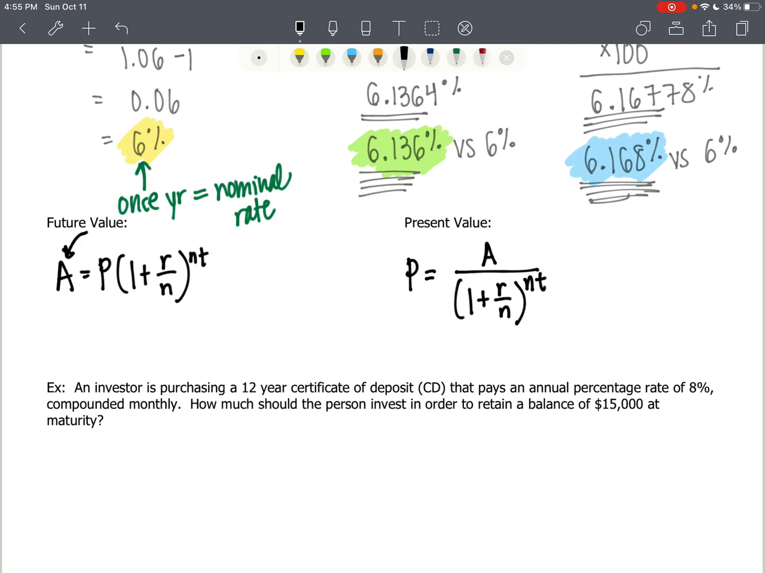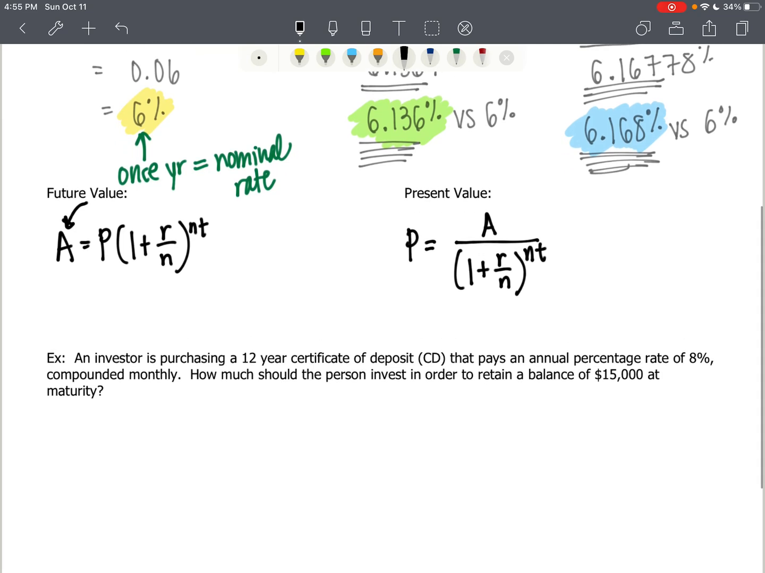That's your present value. If we want to solve this problem where an investor is purchasing a 12-year certificate of deposit that's called a CD, pays an annual percentage rate of 8% compounded monthly, how much should the person invest in order to retain a balance of $15,000 at maturity? So they want to know, what present value do I need if I end up with $15,000?